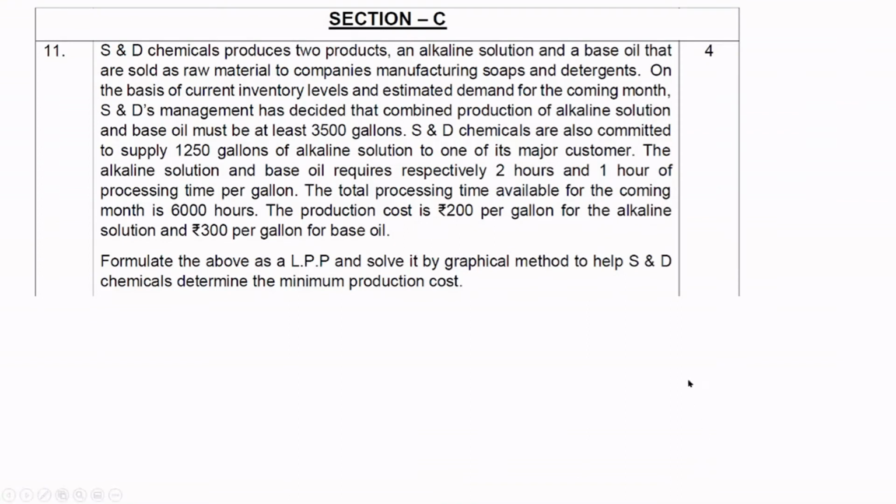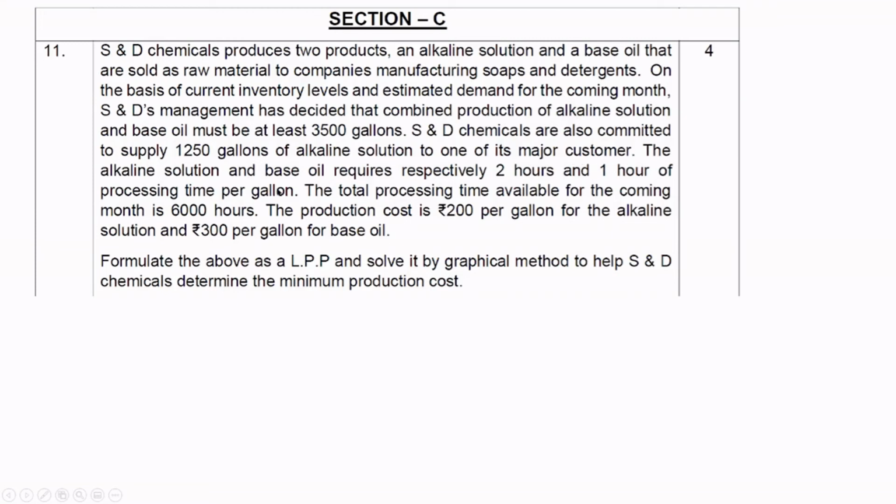Moving on to the next section, section C. 11th question, it carries 4 marks. S&D Chemicals produces 2 products, an alkaline solution and a base oil, that are sold as raw material to companies manufacturing soaps and detergents. On the basis of current inventory levels and estimated demand for the coming month, S&D's management has decided that combined production of alkaline solution and base oil must be at least 3,500 gallons. S&D Chemicals are also committed to supply 1,250 gallons of alkaline solution to one of its major customers.